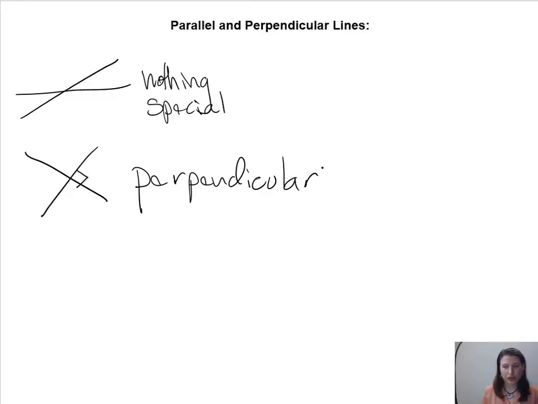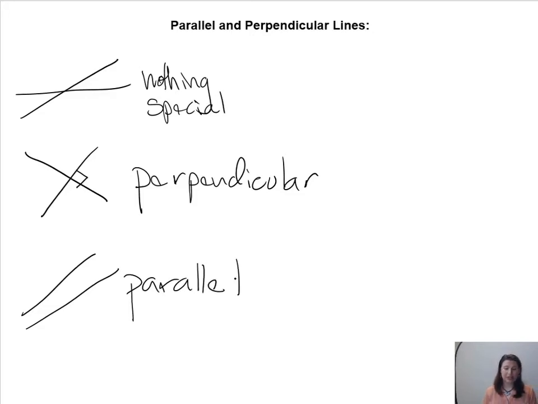Then the third type of intersection is if they don't intersect at all. That means they cannot change how far away or close together they are to each other, right? Because otherwise, since it's a line, they'd either have to intersect somewhere or they don't intersect at all. Okay, so this one is parallel.